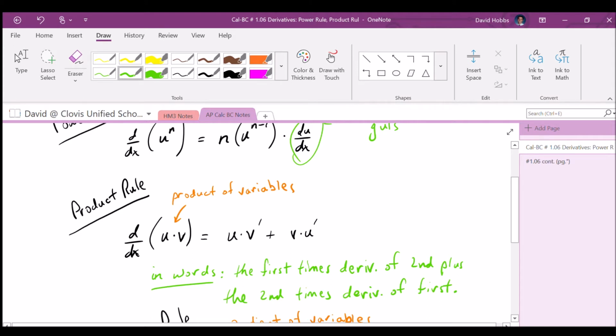I think it's easier to remember it in terms of words. The first times the derivative of the second plus the second times the derivative of the first.